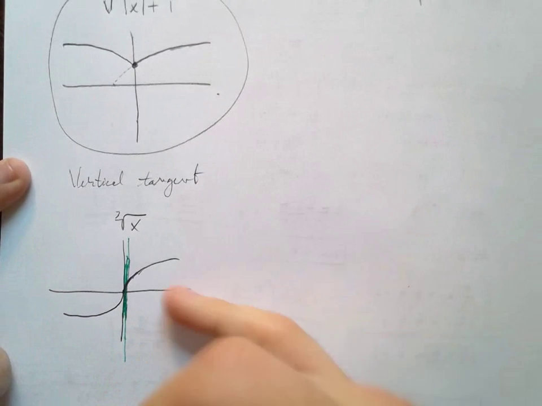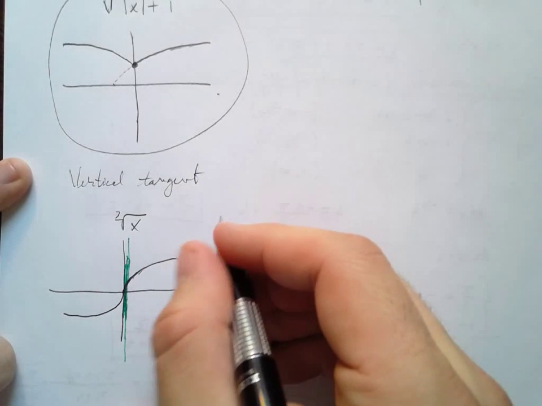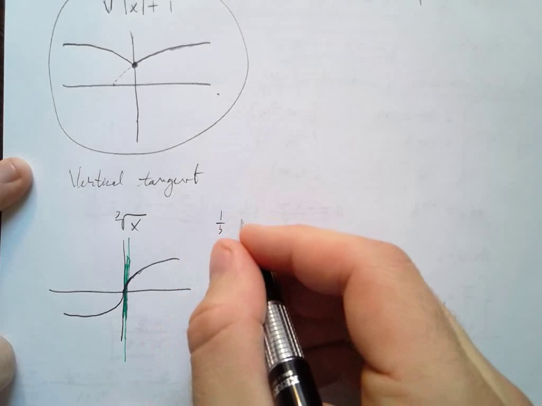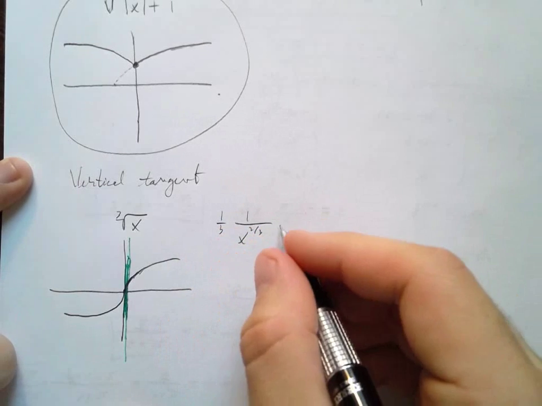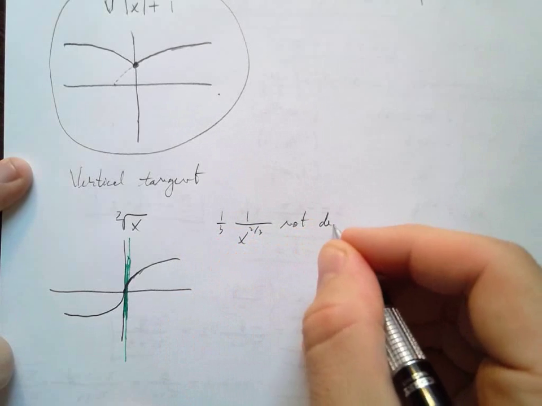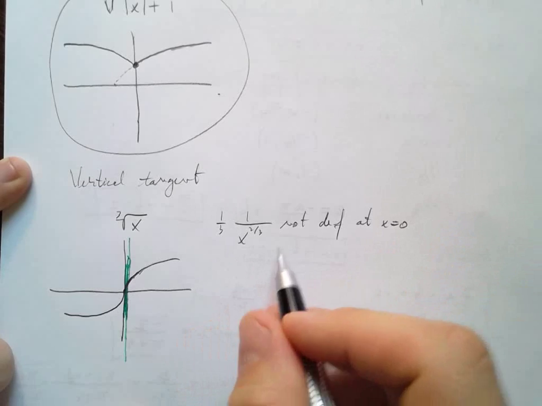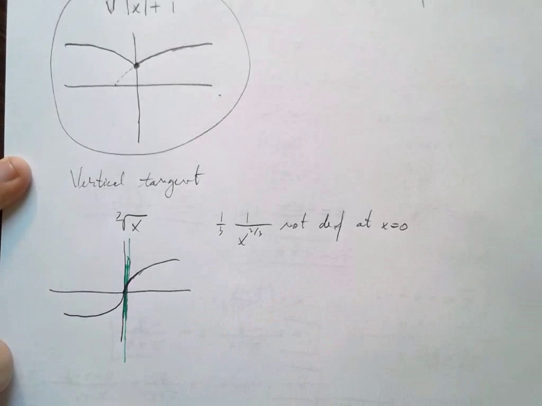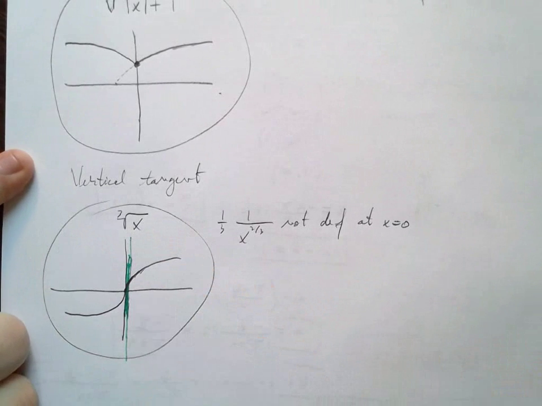Okay, so how do I show this? The derivative of this is going to be 1/3 times 1 over x to the 2/3, and notice it's not defined at x equals 0, right? So it's not differentiable at 0. And there you go, that's an example of a function that fails to be differentiable because of a vertical tangent line.